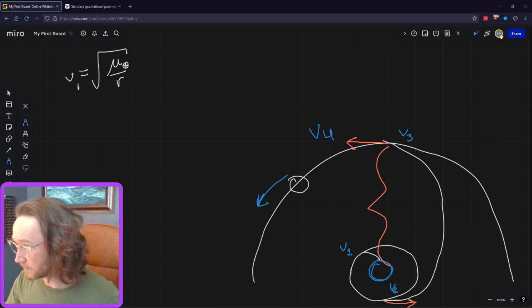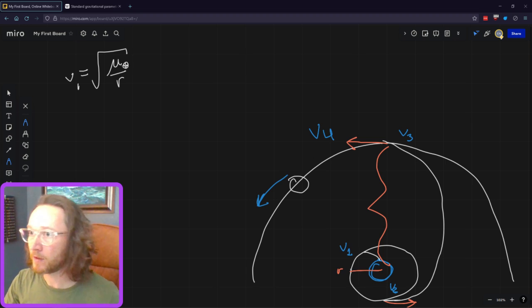V1 is the square root of mu of Earth, the gravitational parameter of Earth, over r, where r is this distance. This is our little r here. We'll call this R1. So now what's our V2?